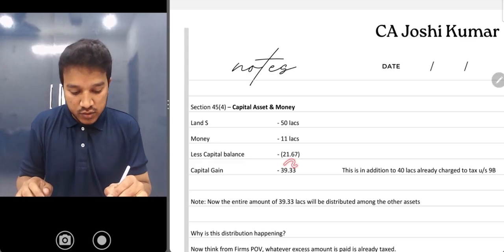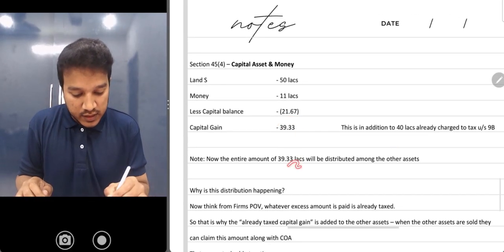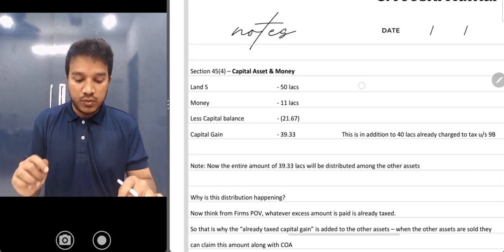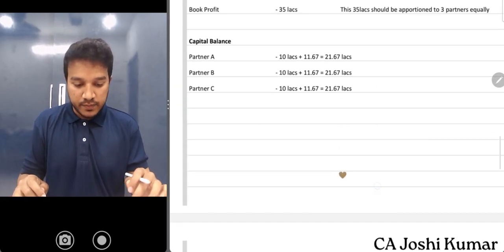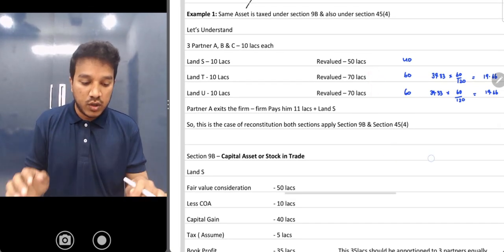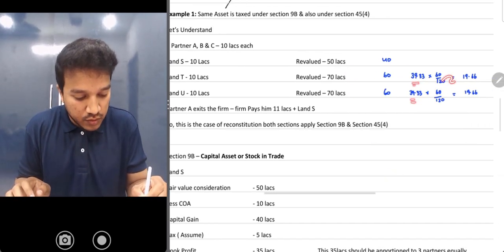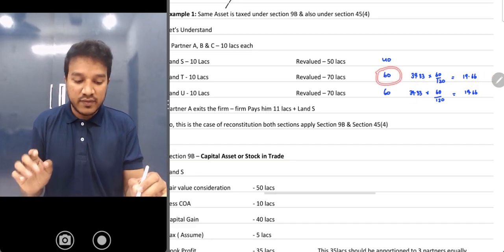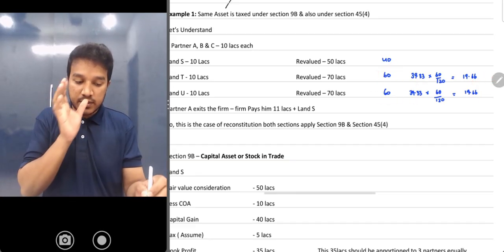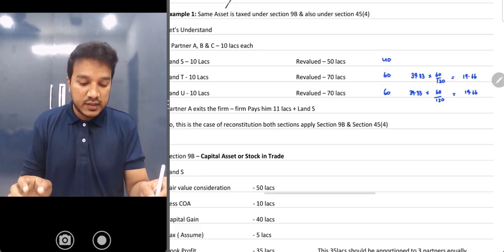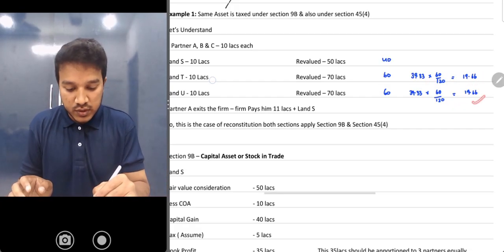But the thing is, this capital gain 39.33 has to be distributed among the other assets. Okay, why are we doing that? Now this 39.33, you have to distribute among these two assets. This is what the law says. This 39.33, you have to distribute 19.66 and 19.66, because based on the value appreciated, you will take that as a base. 39 divided by 60 divided by 120. You will add this 19.66 to these two assets.